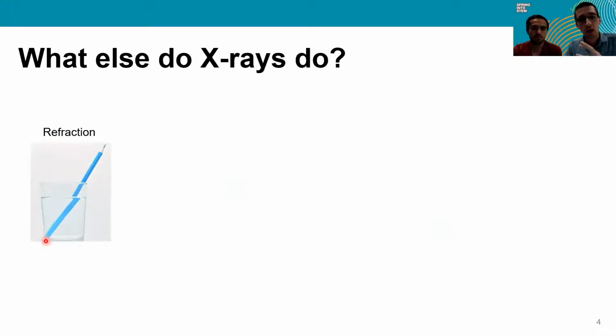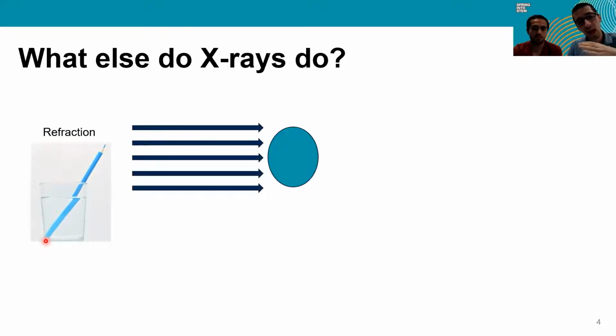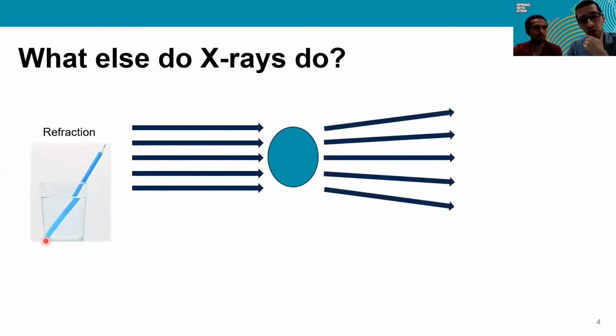Again, how does refraction work then? Well, we have the object, again, my mouth or my brain or whatever. You have the X-rays coming in, and then they are refracting, they change direction when they hit the object.